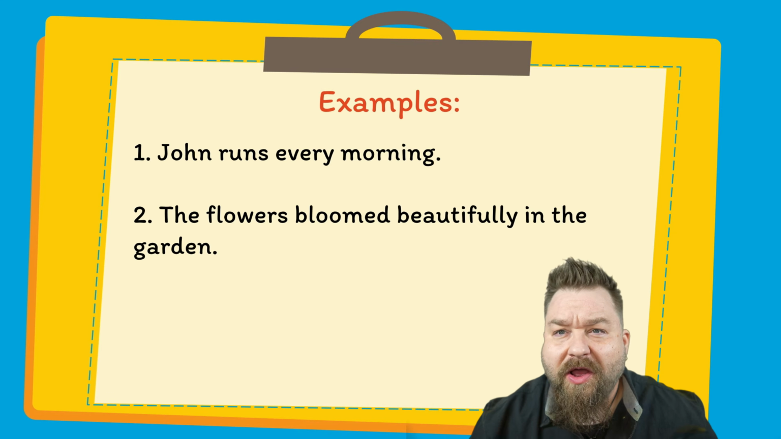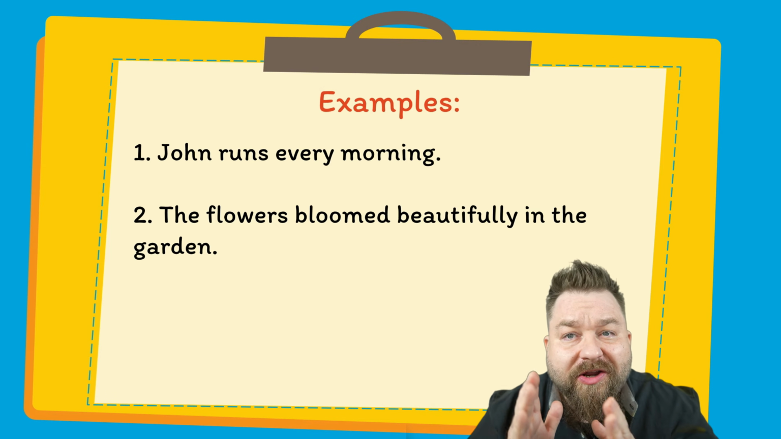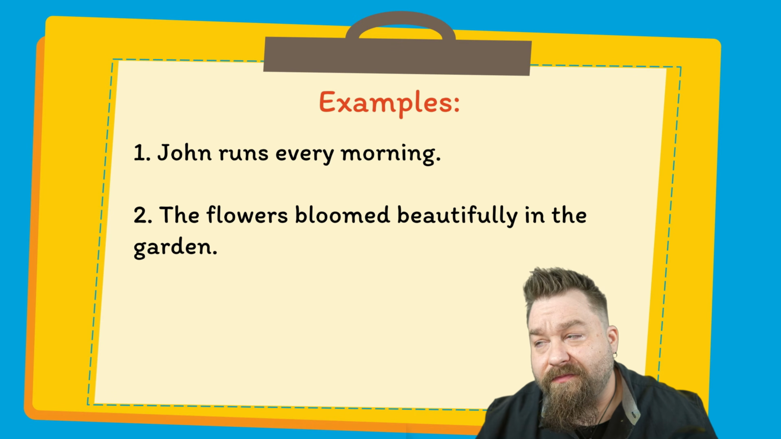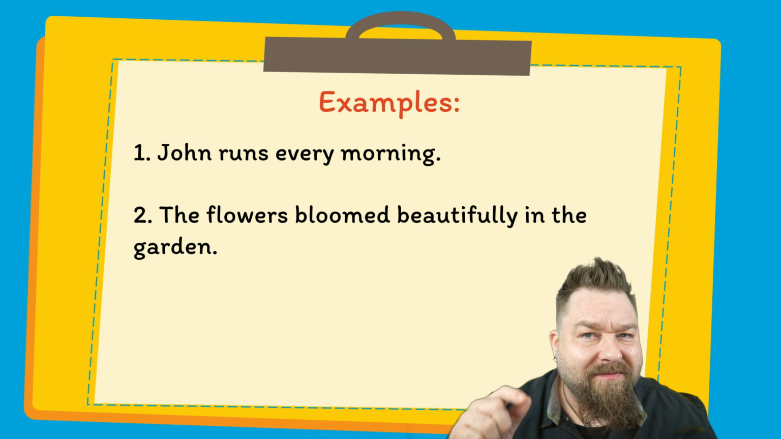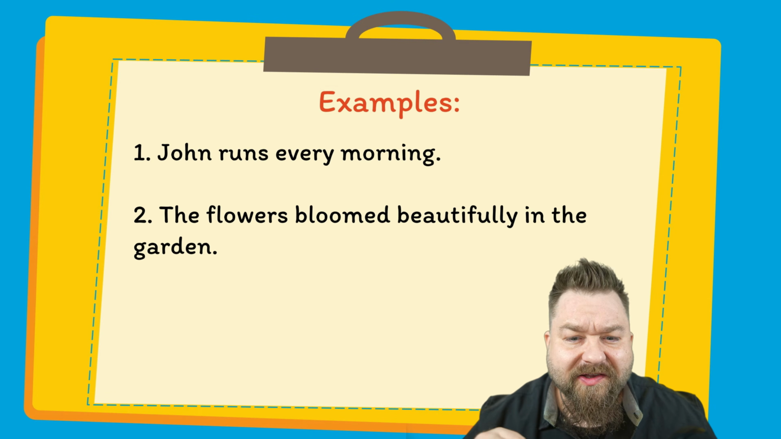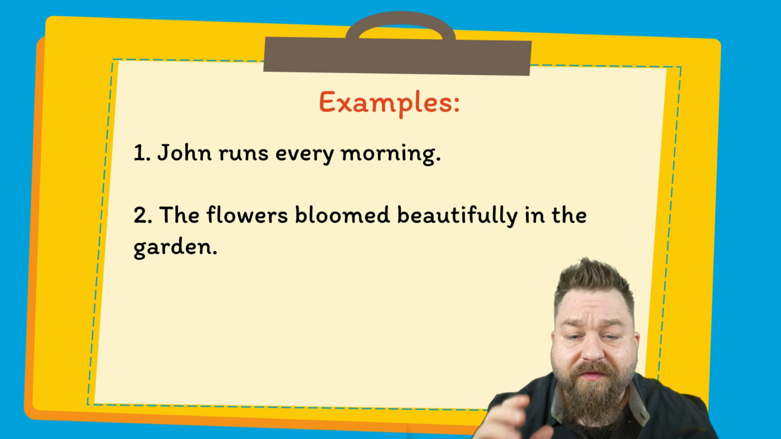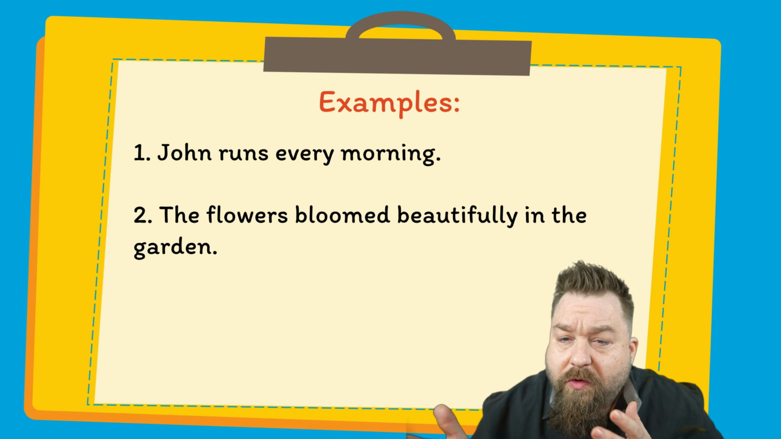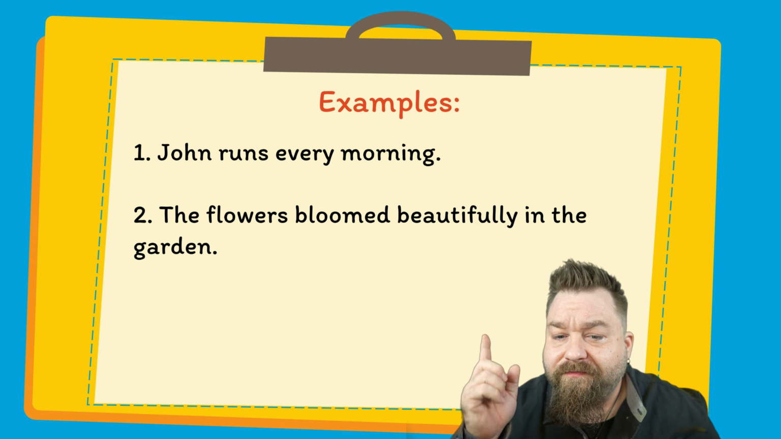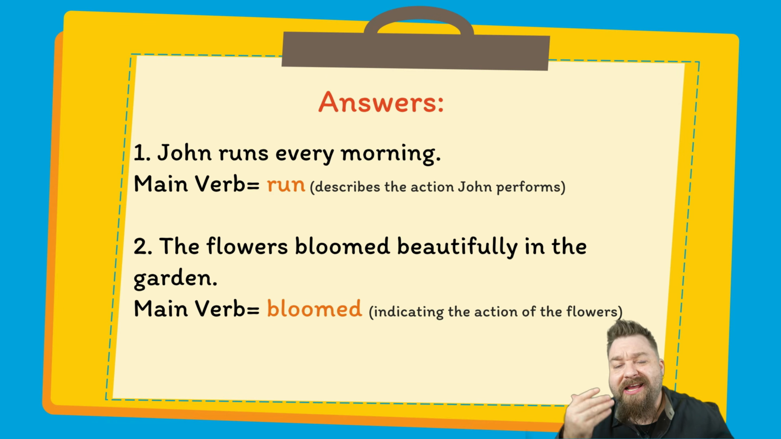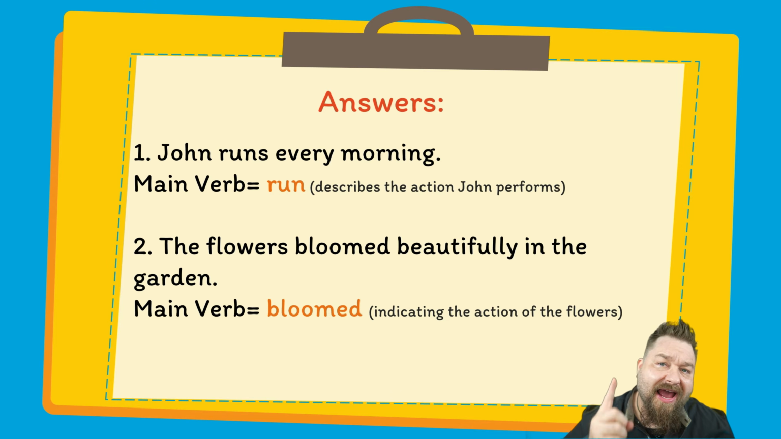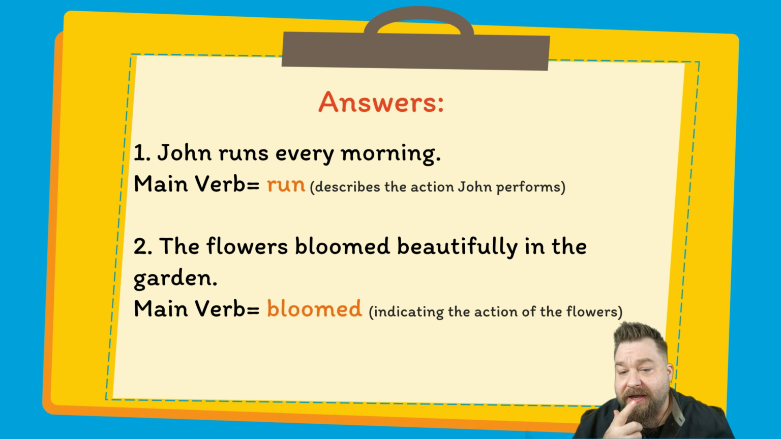Let's see what's here. Our first example is John runs every morning. Okay, we're starting to see where that main verb is. We'll check it in just a second. And the second sentence is the flowers bloomed beautifully in the garden. Well, what's the main verb in the first one? Run. That's that action. This is the main thing that's happening in our sentence. Now, the second one, flowers bloomed beautifully in the garden. The main verb is bloomed.